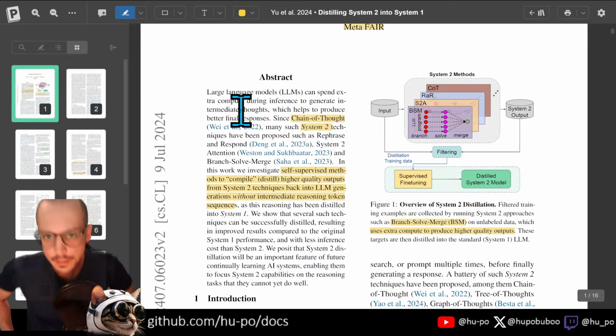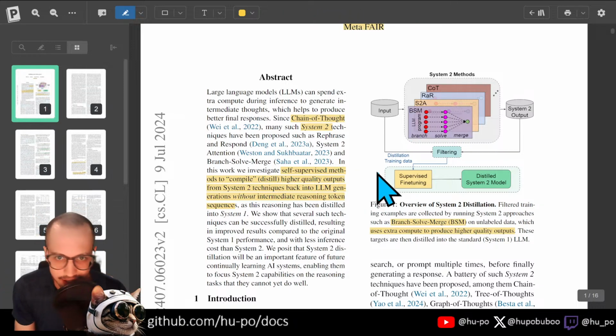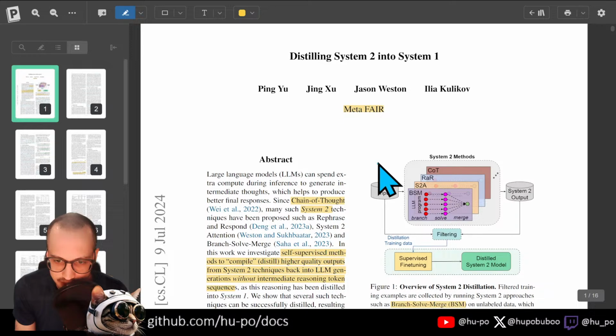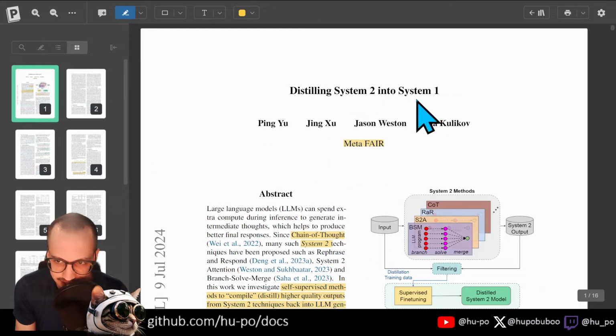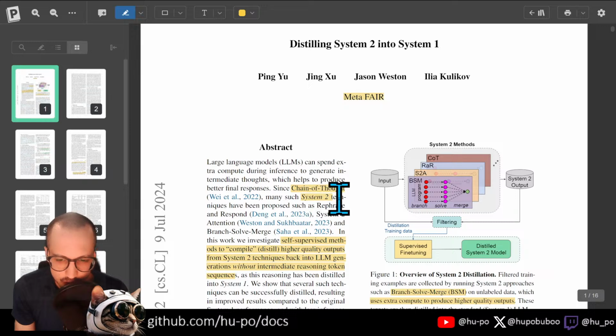Okay. Let's go to this one, though, because this is a fundamentally different kind of way of doing synthetic data. This is Meta's paper. They call it Distilling System 2 into System 1. System 2 is what they call chain of thought. So chain of thought is whenever you use an LLM and you give it additional token budget to basically think internally before it answers your question, right?